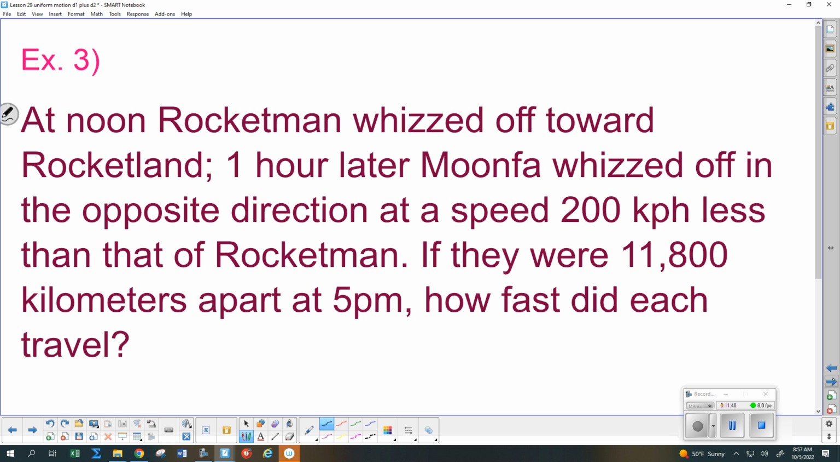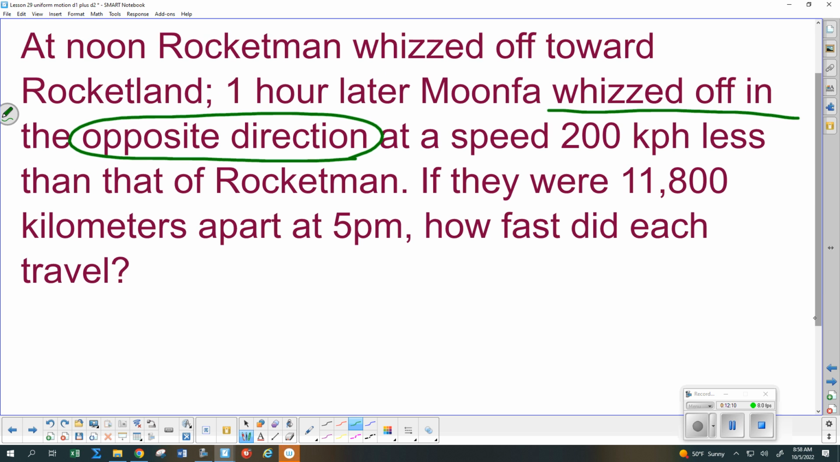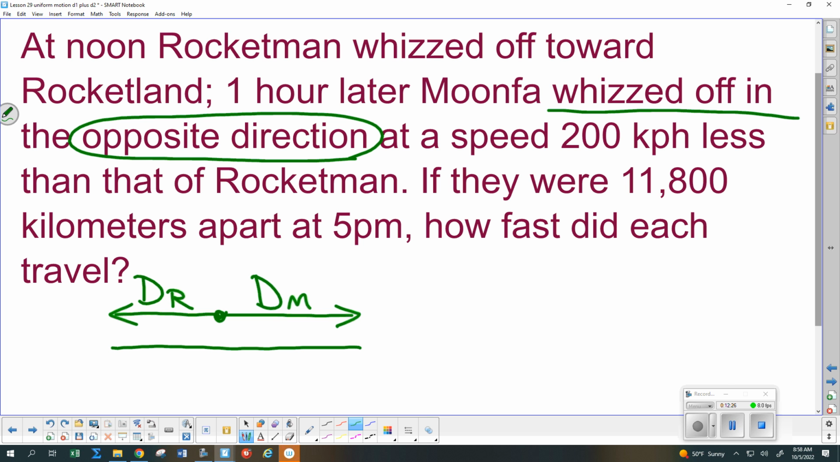All right, my last one. I did not make up the names. This is Saxon, Rocket Man, and Moonfa. And so at noon, Rocket Man starts off, and key in there, Moonfa goes off in the opposite direction. So they start at the same place and go in opposite directions. So I'm going to have one arrow going left and one arrow going right. Does not matter which one is which. So I will let this be Rocket Man's distance, and this can be Moonfa's distance. I need my second line in there.